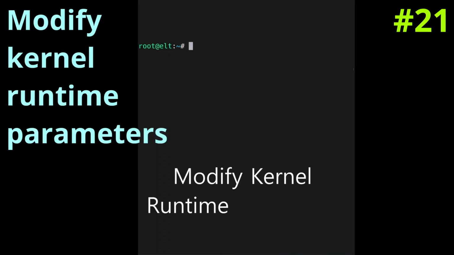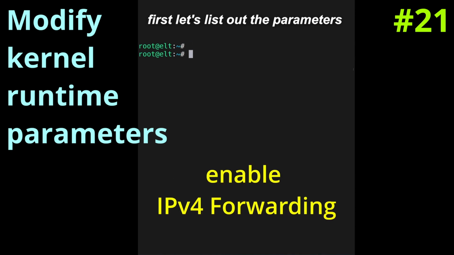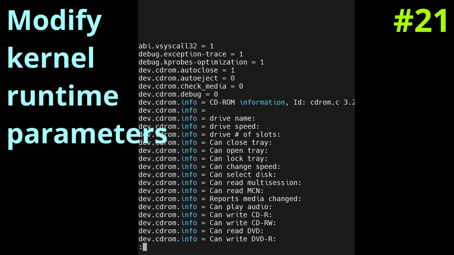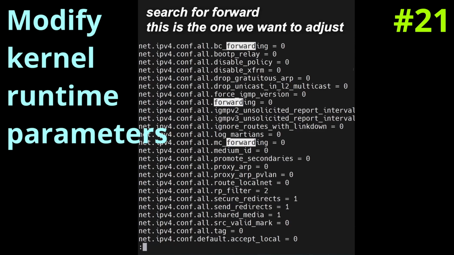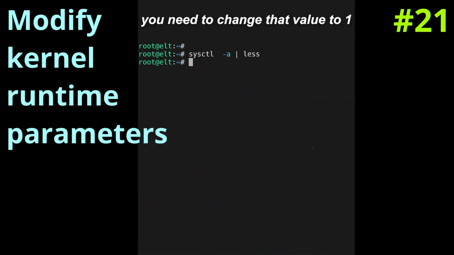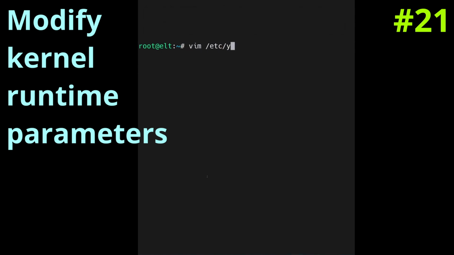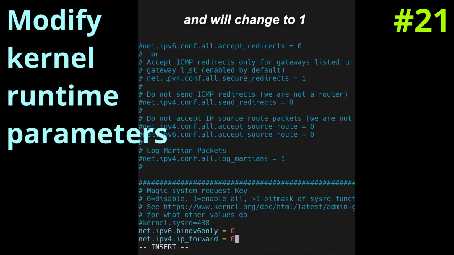Modify kernel runtime parameters. In this example, we'll enable IPv4 forwarding. First, let's list out the parameters. A lot of parameters to adjust. Let's search for forward. This is the one we want to adjust. We need to change that value to 1. Let's enter the sysctl config file and add that value to the bottom. And we'll change that to 1.